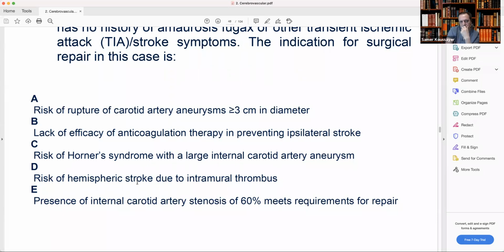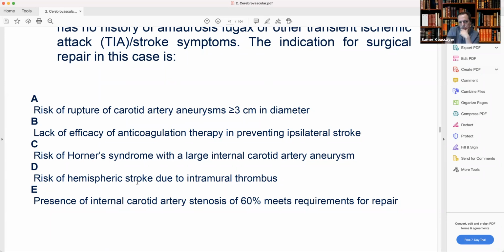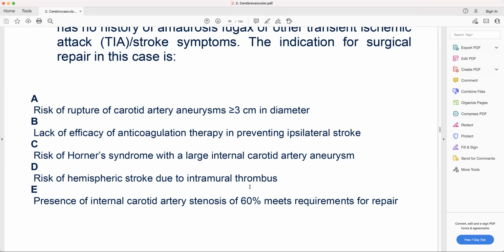So this is our indication for surgery: the risk of hemispheric stroke is high due to intramural thrombus, or because of the size of the aneurysm. But the reason why we do it is only to prevent stroke, not because of the rupture, not because of the Horner syndrome, not because it's not going to work, but we know that patients with aneurysm have a high risk of stroke.